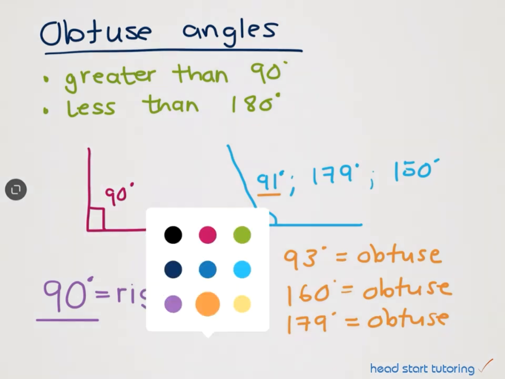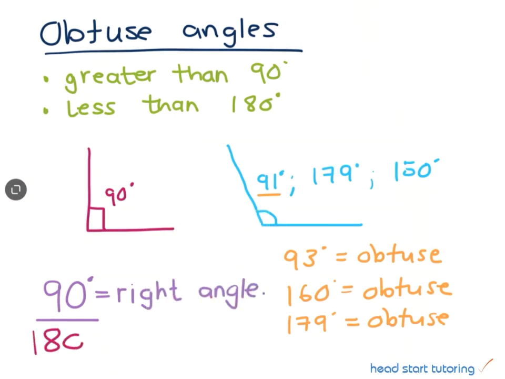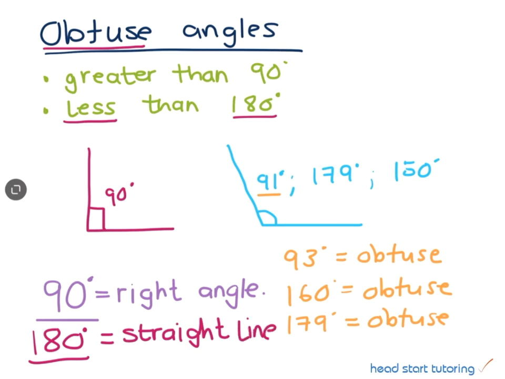So if we have a look at 180 degrees on the dot, is 180 degrees an obtuse angle? No, it is not, because obtuse angles have to be less than 180. And 180 is not less than 180. 180 is 180. And a 180 degree angle is called a straight line.